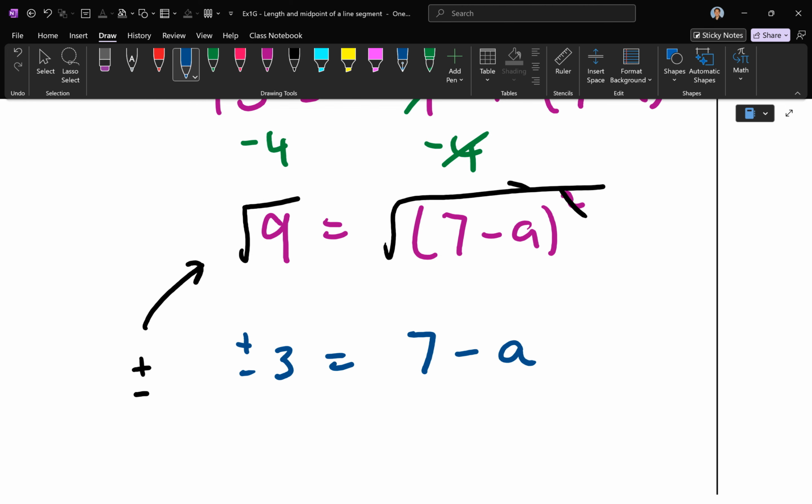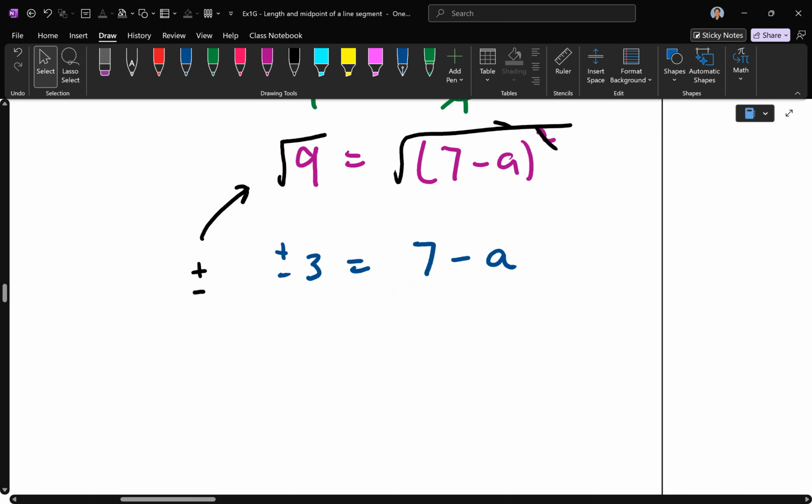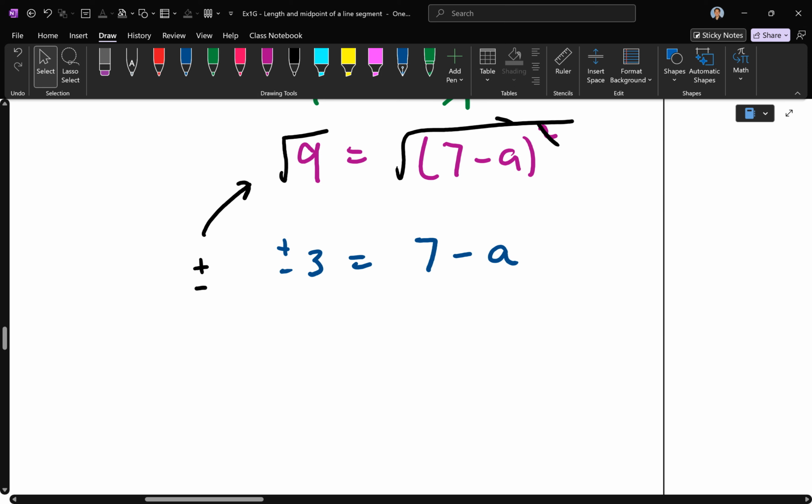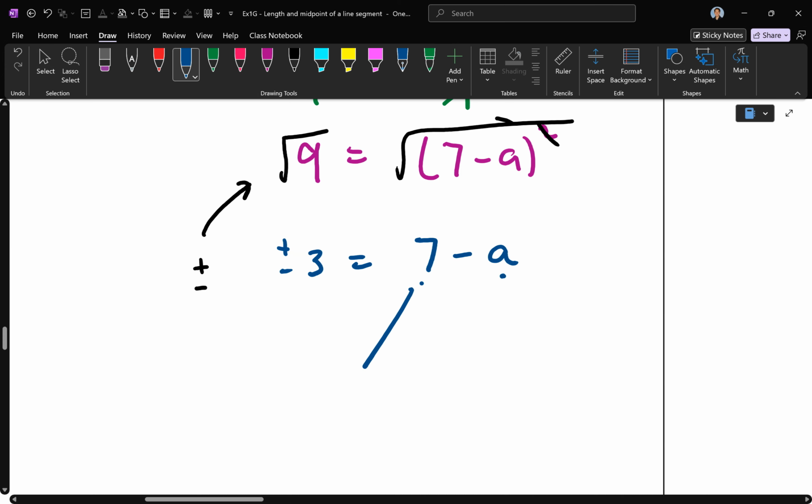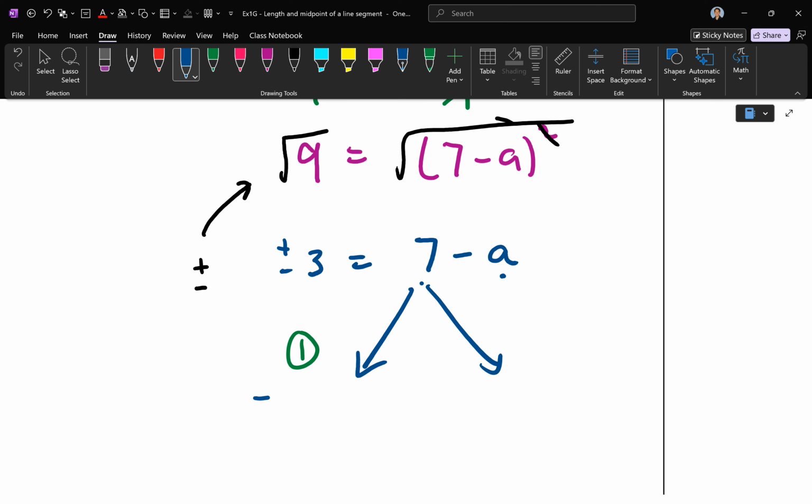So technically, there are 2 answers that this can be for A. You were correct before in saying it's 4, but if you solve this bit now, for those who don't know what I'm doing there, plus or minus just means that the number could be 3 or could be negative 3. So 7 take away A, what I'm saying is you've got 2 scenarios. Scenario 1, 7 minus something has to equal positive 3. Or scenario 2, 7 minus something has to equal negative 3.